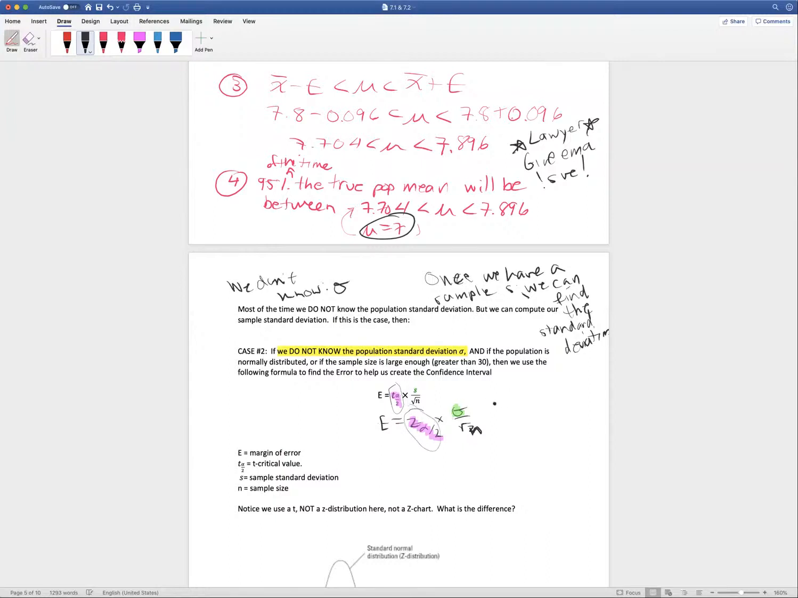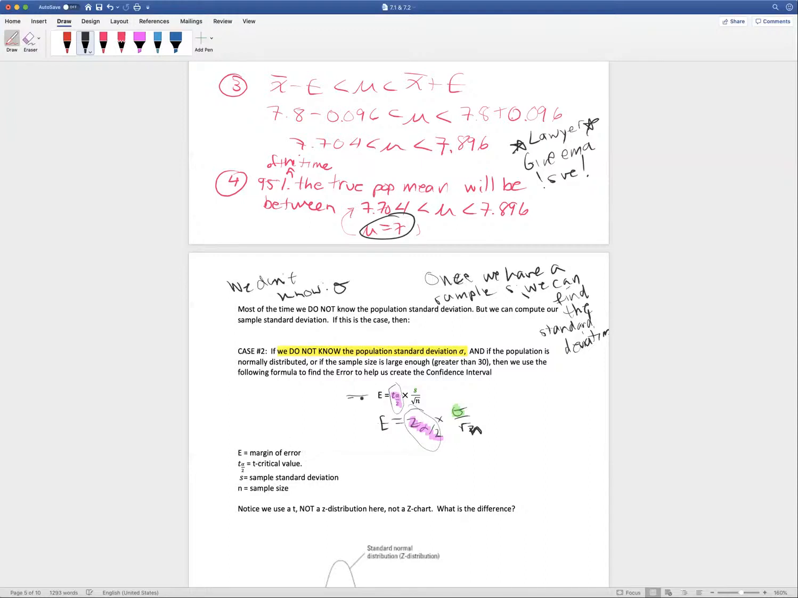Now Z alpha over 2 is, and we didn't really talk about where the statistic came from, but it is a Z value. So if you guys remember those Z charts that we talked about before, you can pull those confidence intervals, or you can pull the Z alpha over 2 off of those Z charts. But now we're looking at something that we call T alpha over 2. And T alpha over 2 is the T critical value.